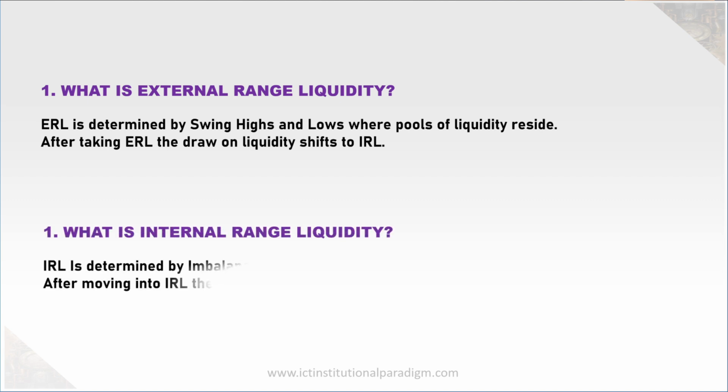And now, what is the internal value liquidity? I already told you, the imbalances. The fair value gaps are the internal value liquidity, right? After moving into internal value liquidity, the next draw on liquidity would be external value liquidity. Always. If you are missing it, you should try to understand it more simply, right?